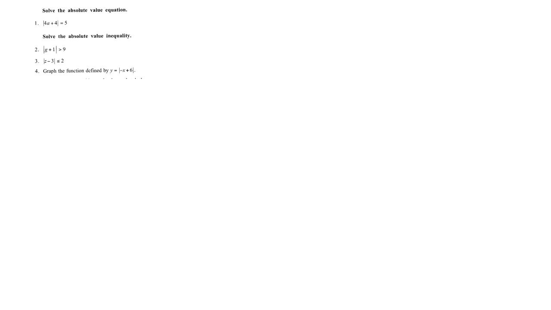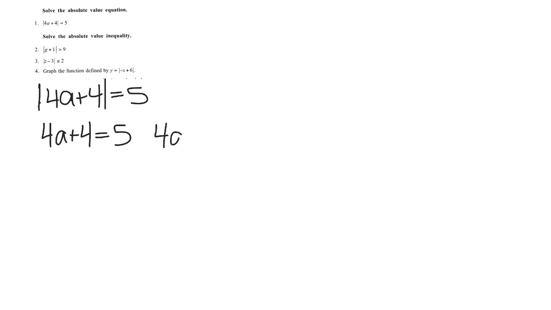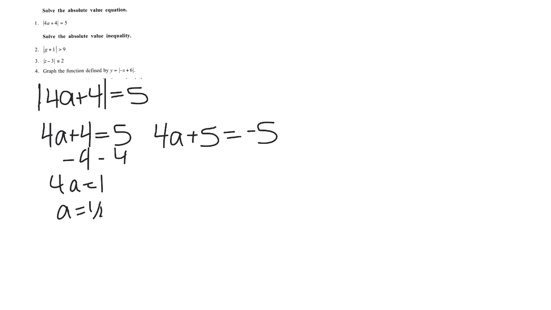It's the absolute value of 4a plus 4 equals 5. So when we have the absolute value, we know that what's inside the absolute value could equal positive 5. But what's inside could also equal negative 5. So we set two equations, one equal to positive 5 and one equal to negative 5. And then we solve. So we get 4a equals 1, and a is 1/4.